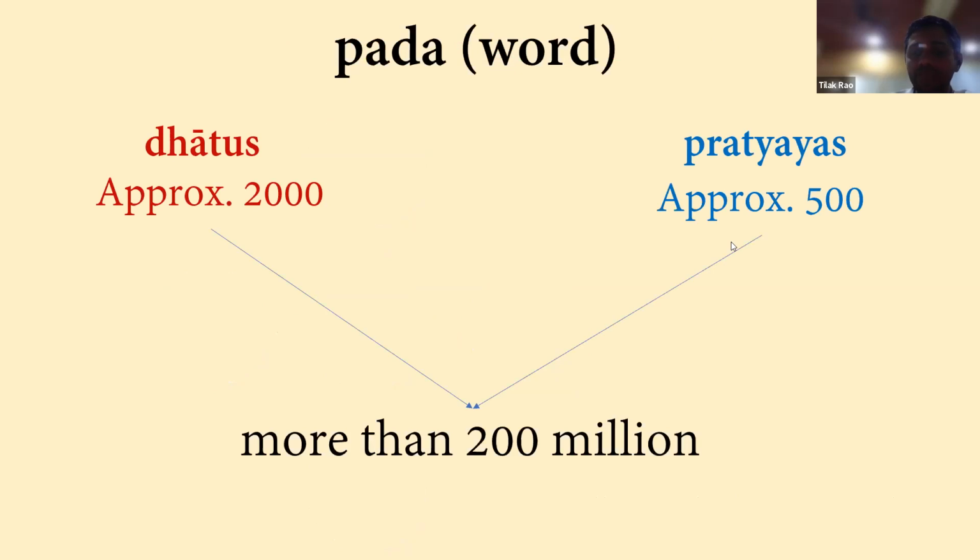There are approximately 500 pratyayas in Sanskrit. So 2000 dhatus and about 500 pratyayas. By adding the combination of these dhatus and pratyayas, we can generate millions of words in Sanskrit. And by using those words, we can create sentences.